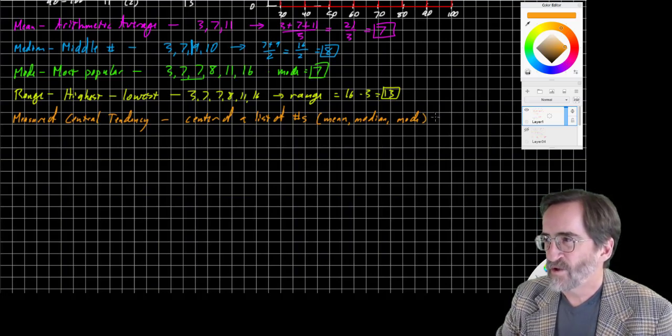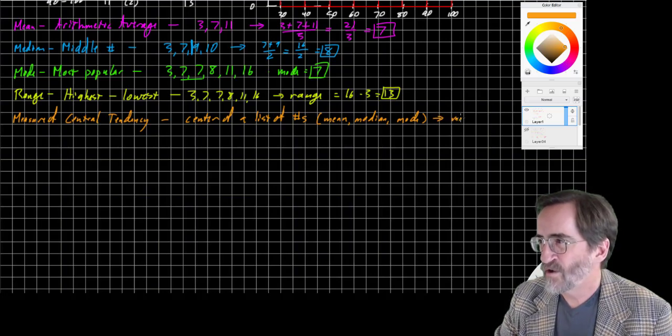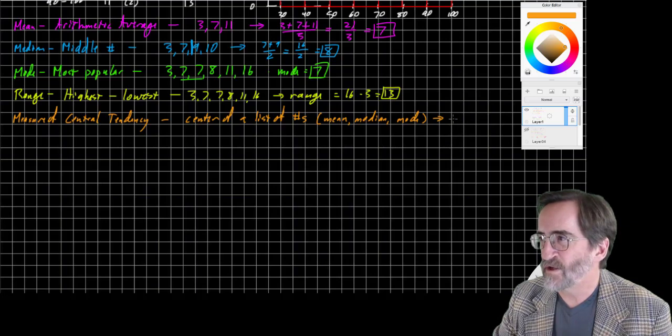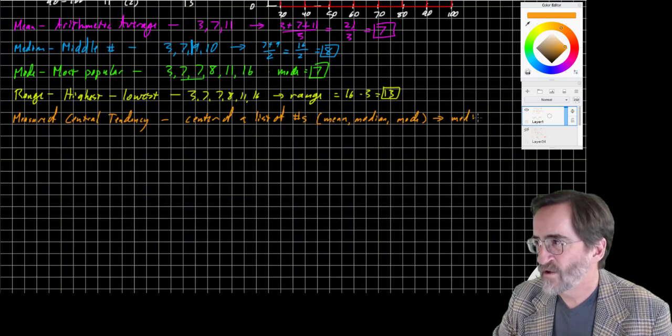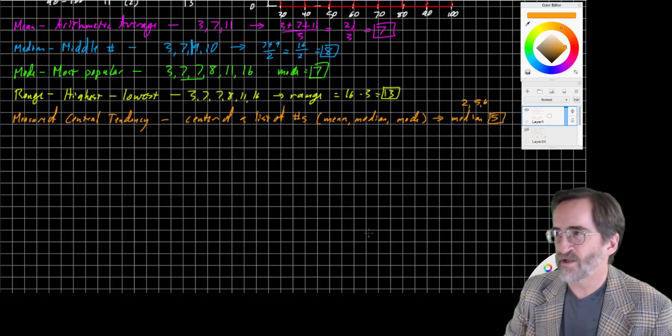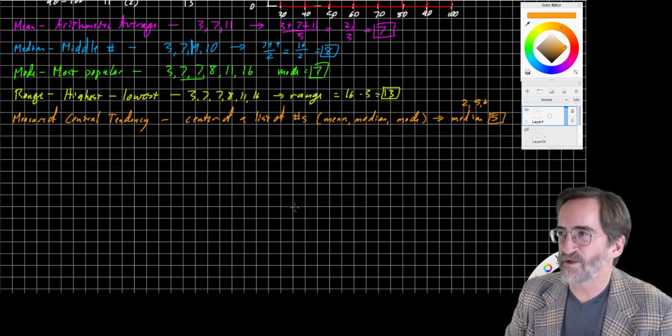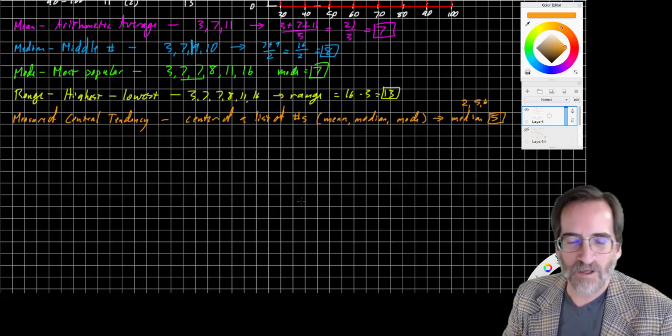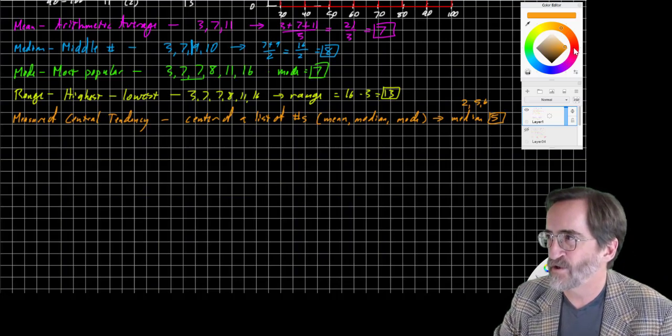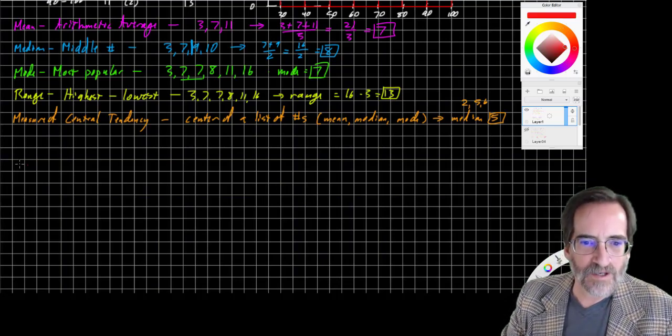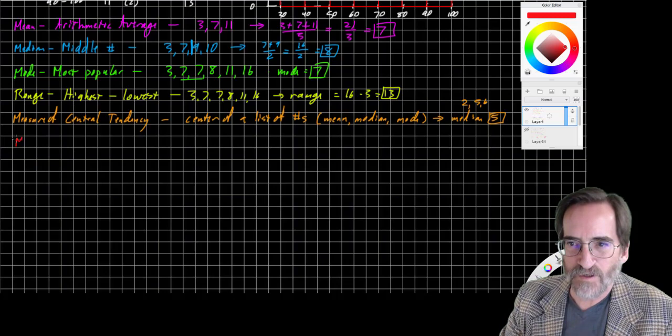Okay. Example. Let's do the median. The median of 2, 5, and 6 is 5. That's an example of a measure of central tendency. Mean, median, and mode are measures of central tendency. And measure of dispersion.